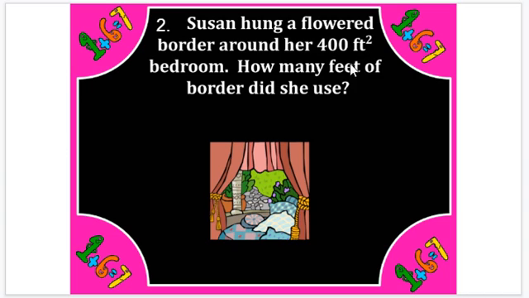So what would that be? What is the 400 feet squared? Well, that's the area of her bedroom. So A equals 400 feet squared.